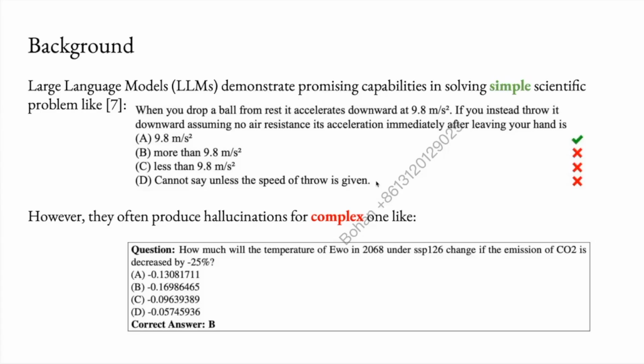Let's look at the second problem about climate prediction. This represents the kind of complex scientific questions we actually need to answer. It asks about temperature changes in a city under specific emission scenarios. When faced with such problems, large language models often falter. They generate answers that sound convincing but are factually incorrect. In conclusion, large language models demonstrate promising capabilities in solving simple scientific problems but often produce hallucinations for complex ones.